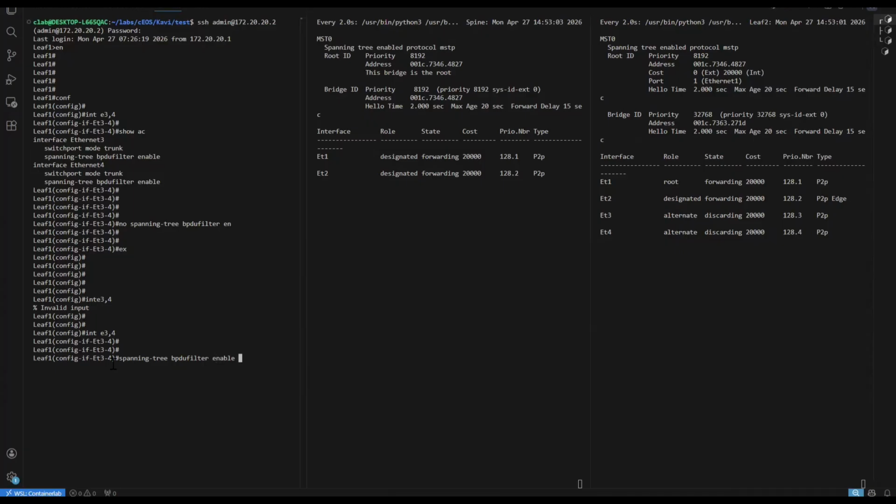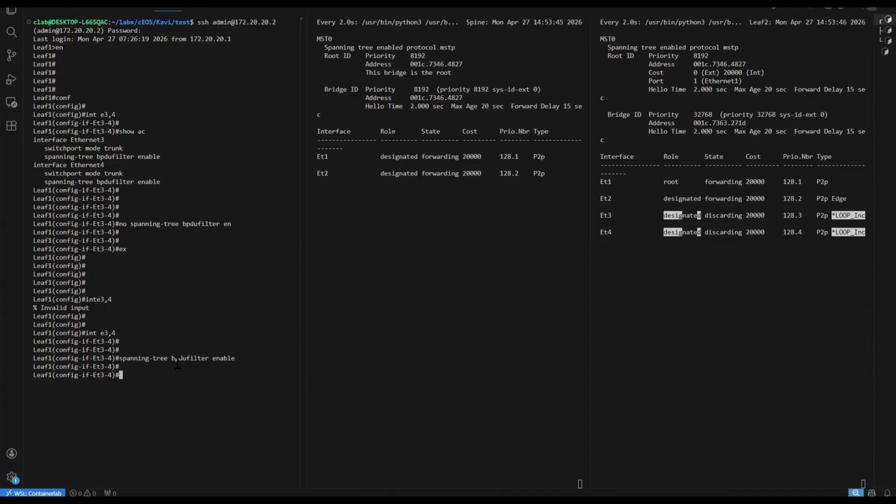As soon as I enable BPDU filter here, ET3 and 4 will stop sending BPDUs and will not accept any BPDU from the peers as well. What I'm doing is just simulating that unidirectional link failure scenario here, trying to replicate it using BPDU filter. So don't try it in an actual network. So BPDU filter I'm enabling. Let's see what happens on leaf 2.